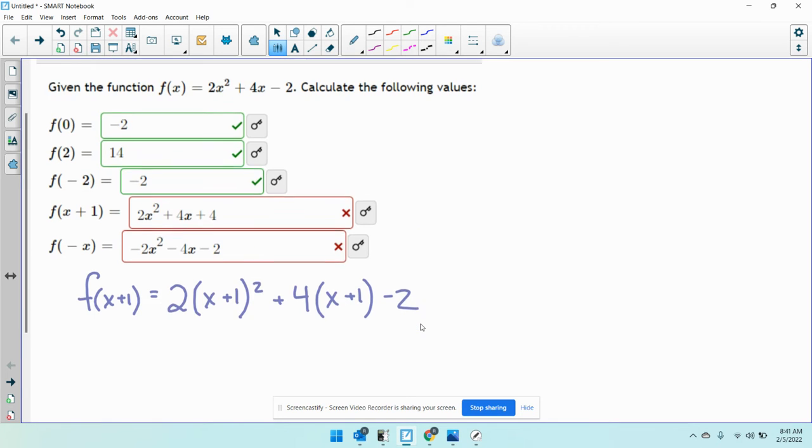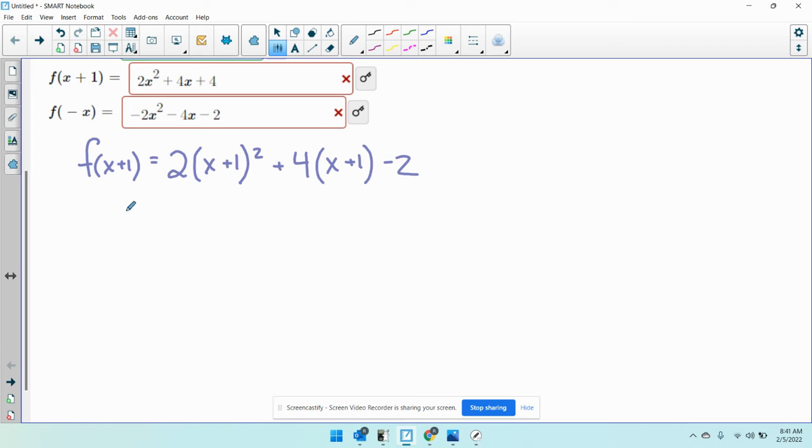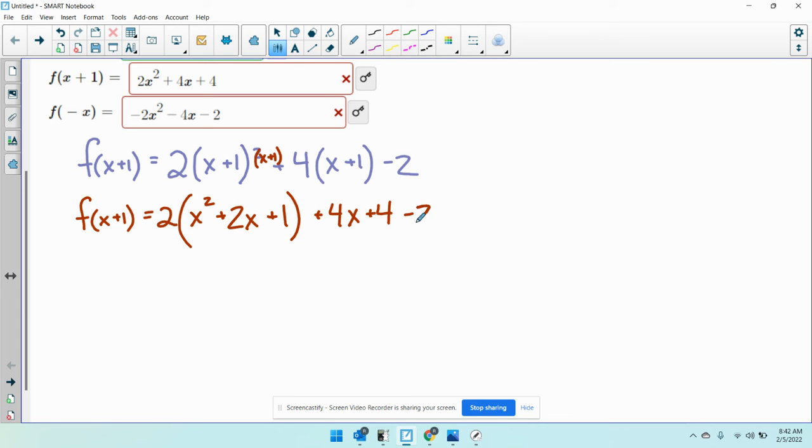Now it's a matter of just simplifying this thing. So just remember your order of operations. So this first one, I can't distribute the 2 until I've FOILed this thing. So remember, this is like x plus 1 times x plus 1. So my first terms is x squared. My outer terms is 1 times x, which is 1x. My inner terms is 1 times x, which is 1x. So I get plus 2x. 1 times 1, I get 1. Plus, there's no exponent here, so I can just distribute there: 4x plus 4 minus 2.